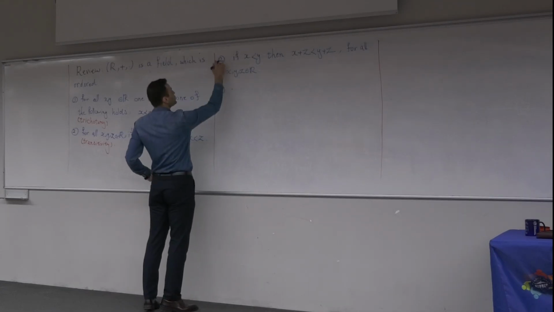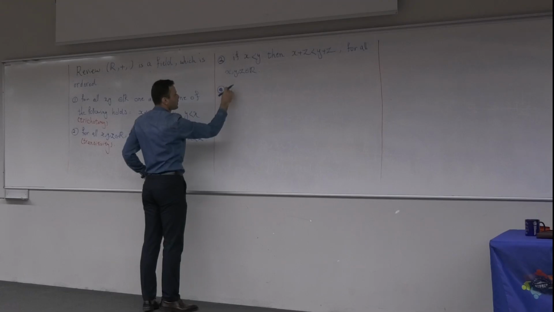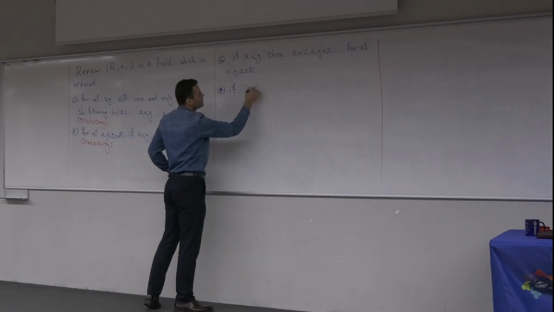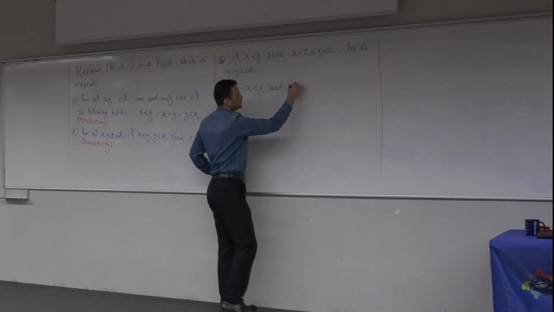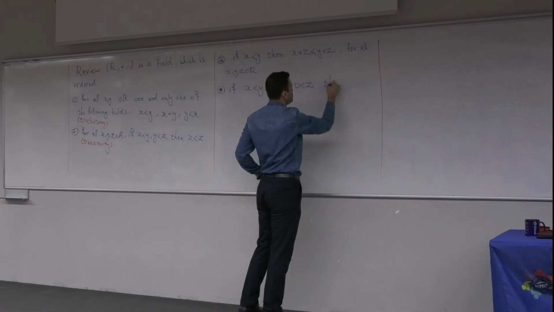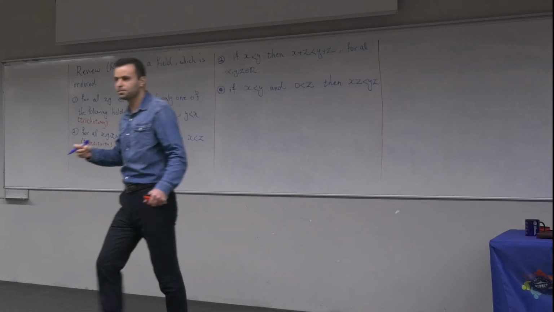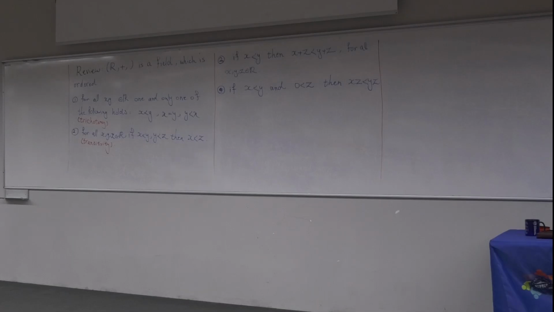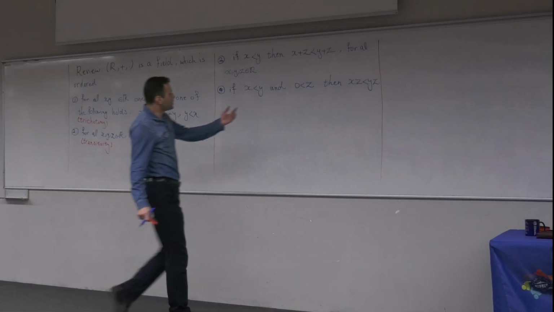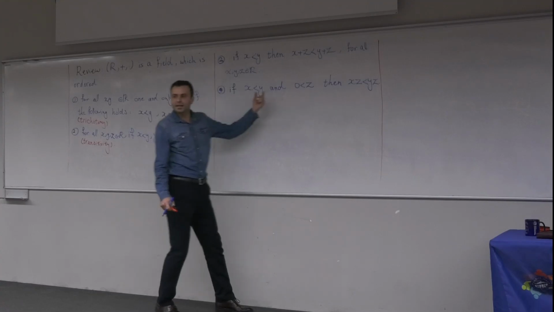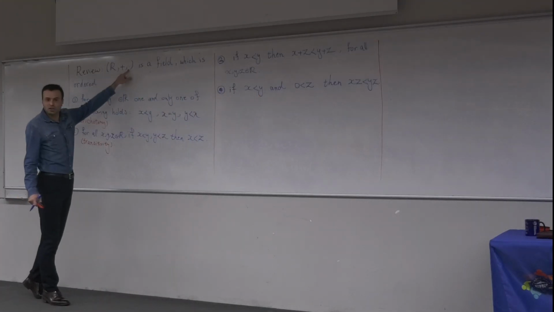Oh, not 2, this is 3, this is 4. If x is less than y, and we have a positive number z, then xz is less than yz. What does this mean? What is the meaning of this? Please. If you multiply numbers with something positive, then the relationship between them will be preserved. Yes, exactly. Which means that positive numbers are in good relationship with multiplication and order relations.